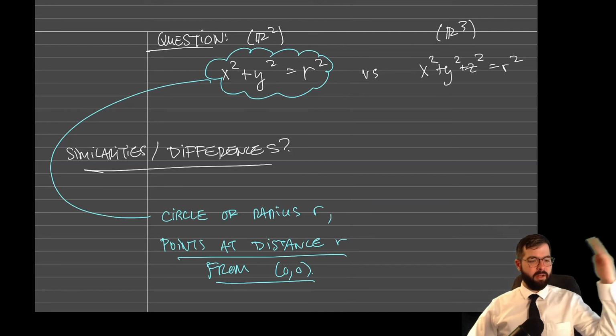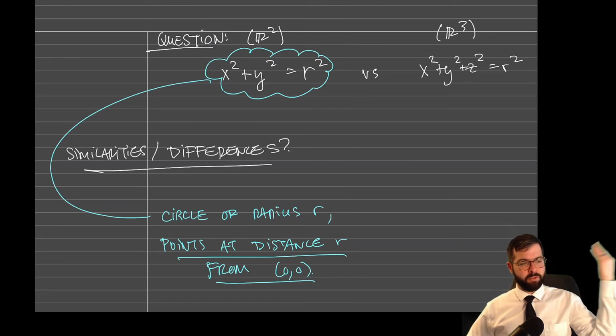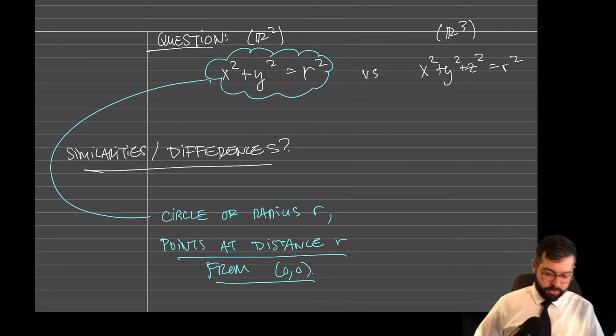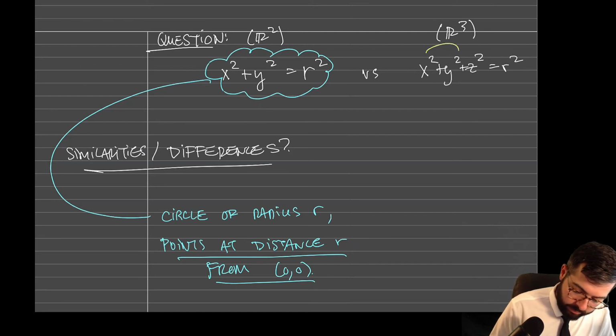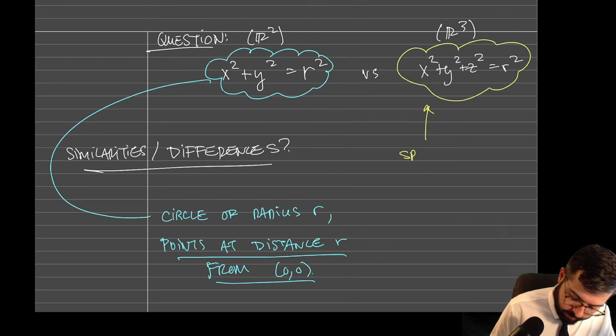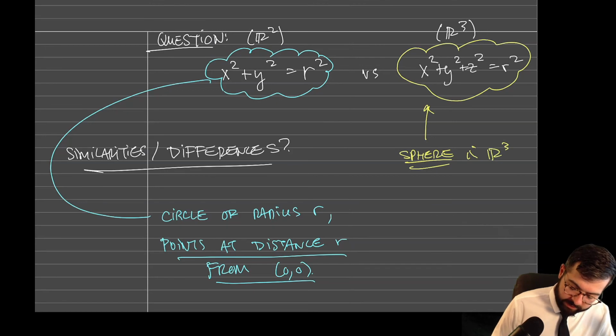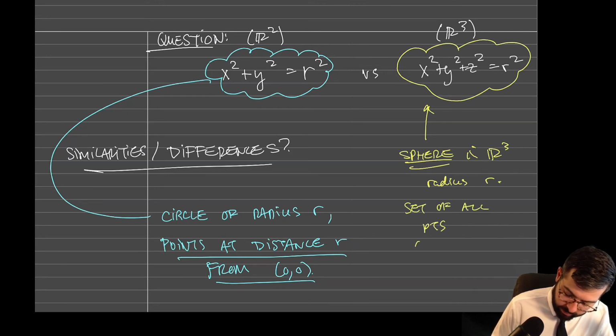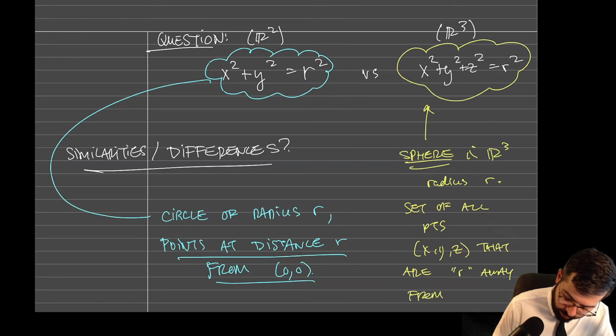It swivels around. It should give us the surface of a sphere, but not its interior. Exactly right. This gives us the sphere in R3. It has radius r, and it's the set of all points (x, y, z) that are r away from the origin.